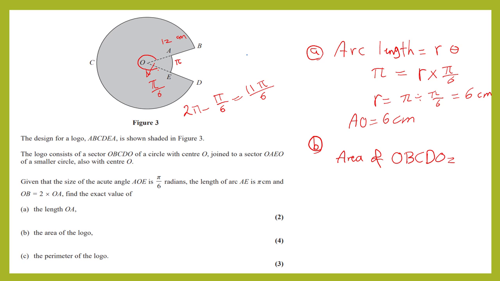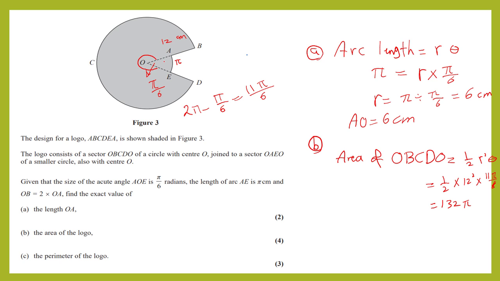So the measure of this angle is 11 pi over 6, and the radius length is 12. So it will be half r squared theta. So it's going to be half multiplied by 12 squared multiplied by theta, which is 11 pi over 6. If you simplify it, this is 144, the half of 144. If you simplify it with the 6, it's going to be 24. Half of 24 is 12. 12 by 11 pi, it will be 132 pi. So this is the area of sector OBCDO, the biggest one.